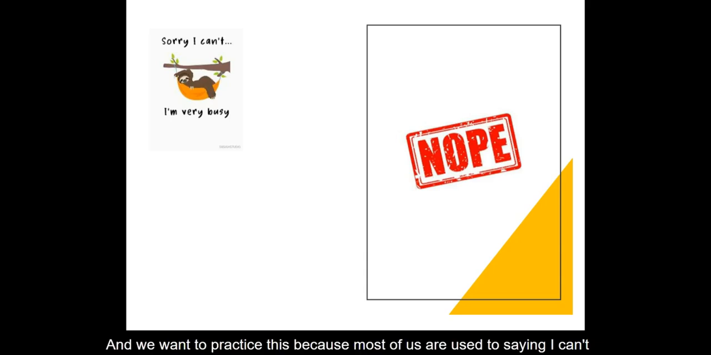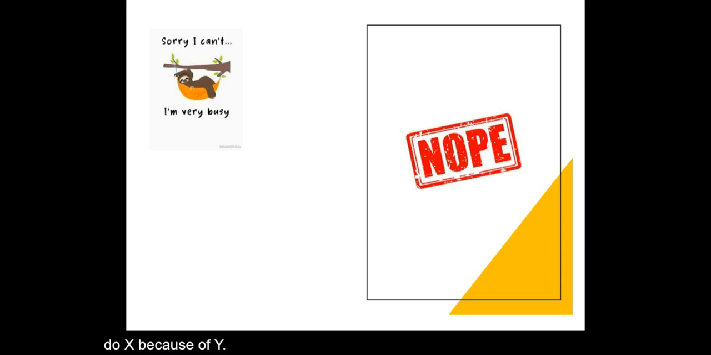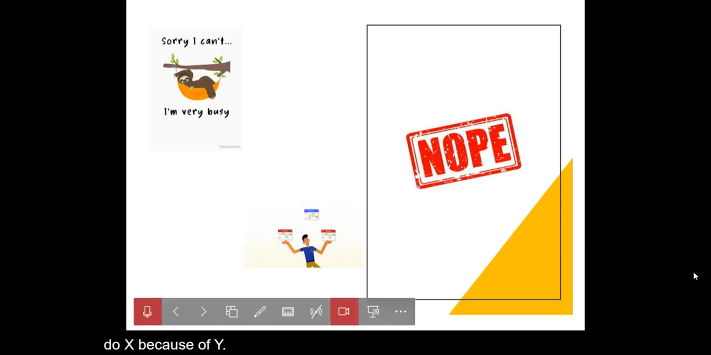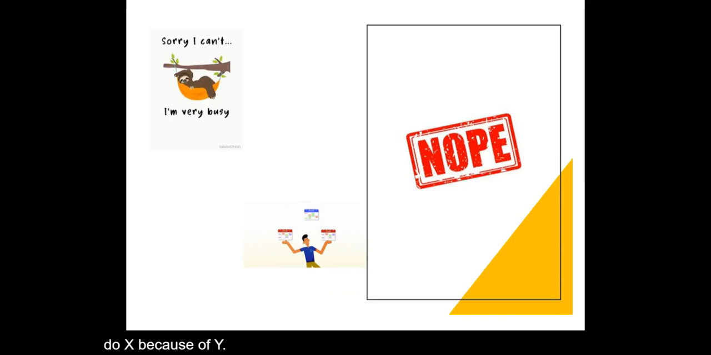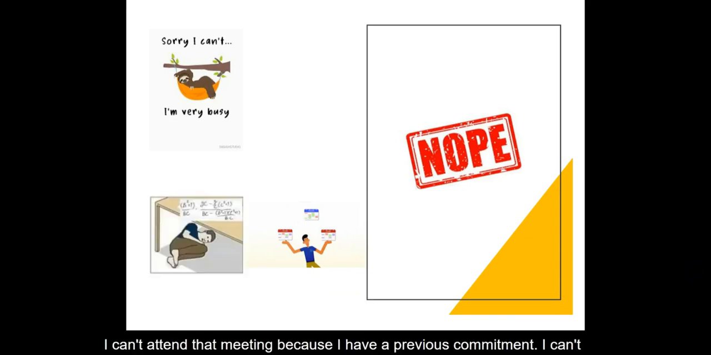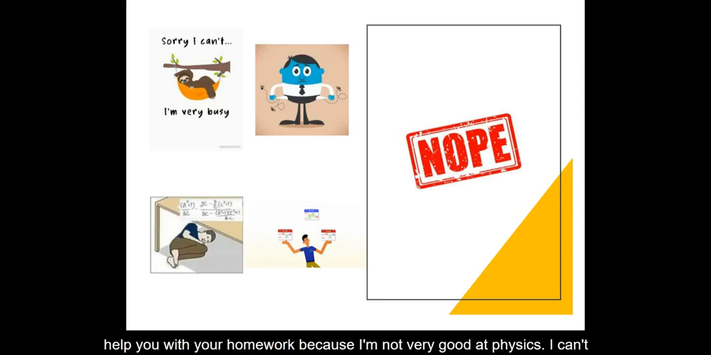We want to practice this because most of us are used to saying, I can't do X because of Y. I can't attend that meeting because I have a previous commitment. I can't help you with your homework because I'm not very good at physics. I can't go out this weekend because I'm broke. And sometimes we simply just say no without an explanation.